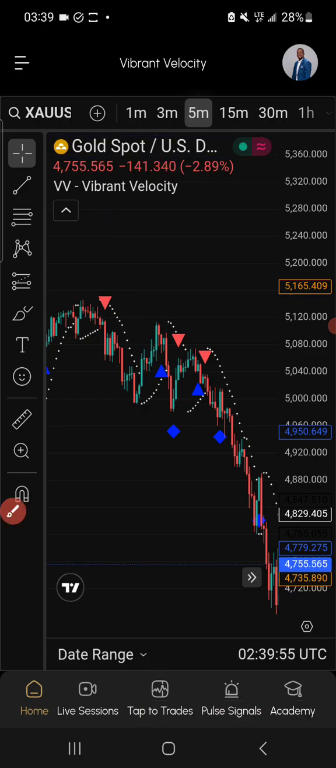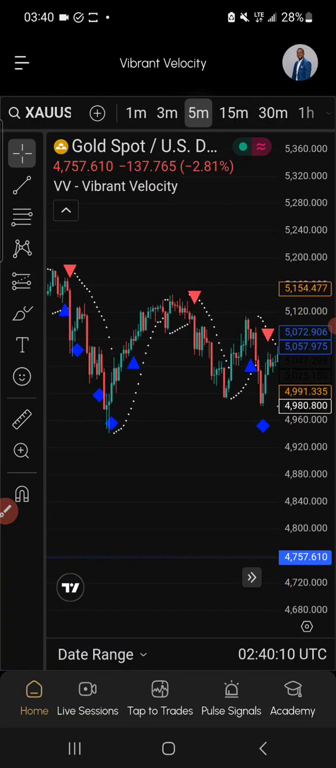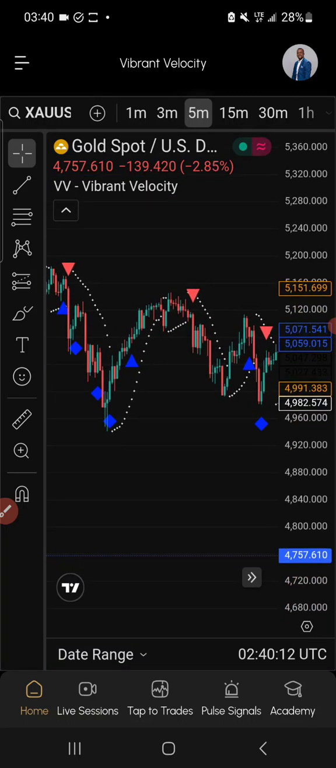So remember, diamond and dot, you enter your trade. If it's a blue diamond and dot, you enter your buy. If it's a red diamond and dot, you enter your sell. You can also use your triangles, but you want to make sure that the triangles are as close as possible to the beginning of the dots.